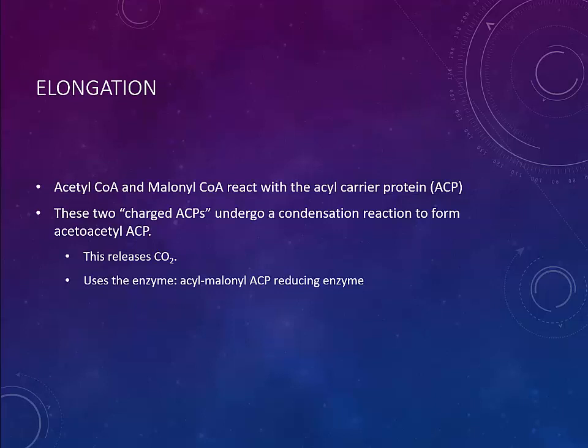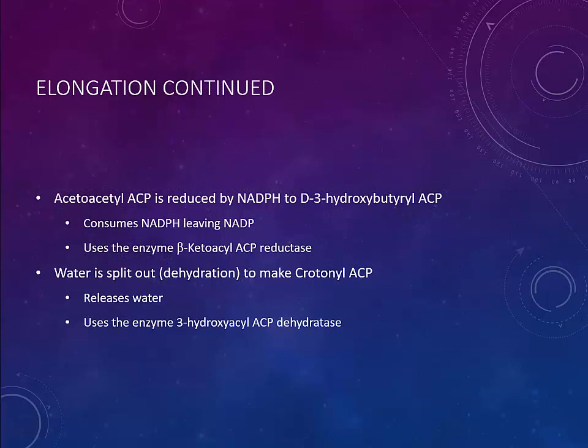The enzyme that does this is acyl malonyl ACP reducing enzyme. Notice it's called acyl, not acetyl. In future steps, the malonyl is attached to the growing acyl chain. Only on this first step is it acetyl. Now that we have the 4-carbon chain on the ACP, we need to make it a proper chain. The rest of these steps do just that and prepare the chain for the next malonyl.